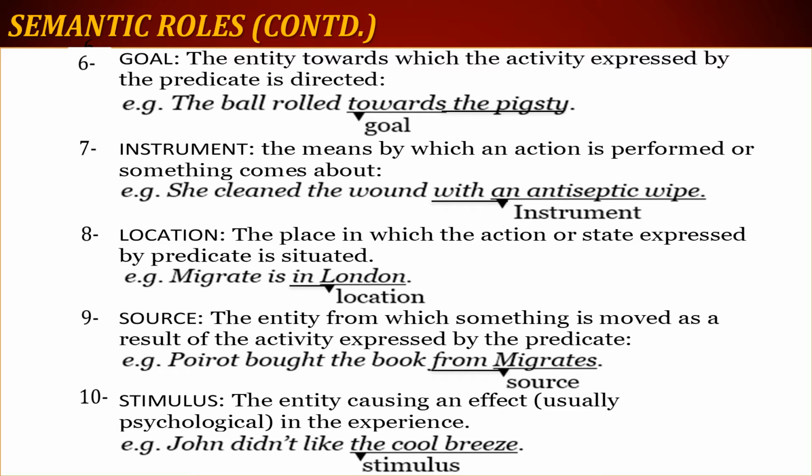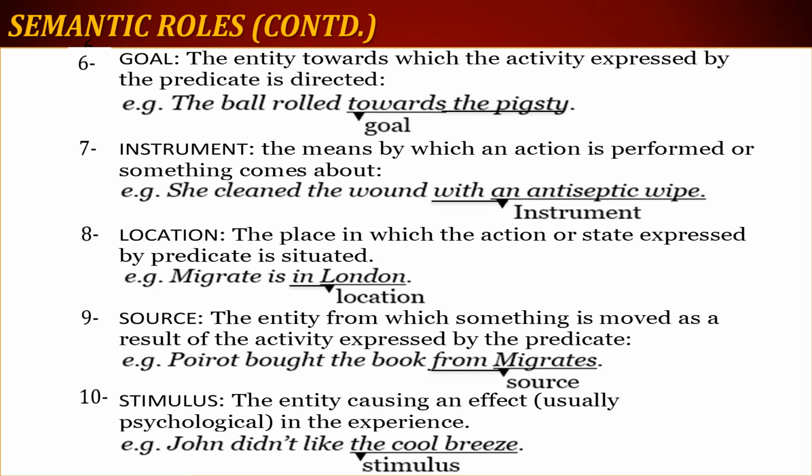Number 7 is instrument, which refers to the means by which an action is performed or something comes about. She cleaned the wound with an antiseptic wipe, which is in fact a kind of instrument here. Or if you say, for example, John opened the door with a key, then the key is the instrument because it is in fact the means by which the action of opening the door happens.